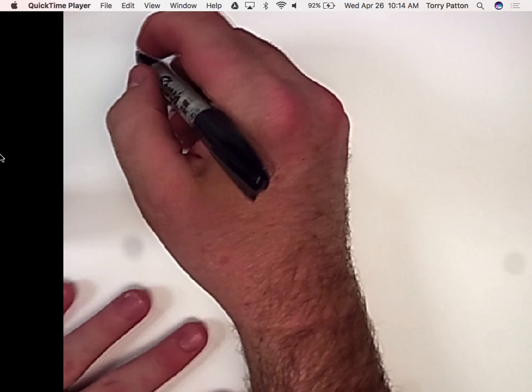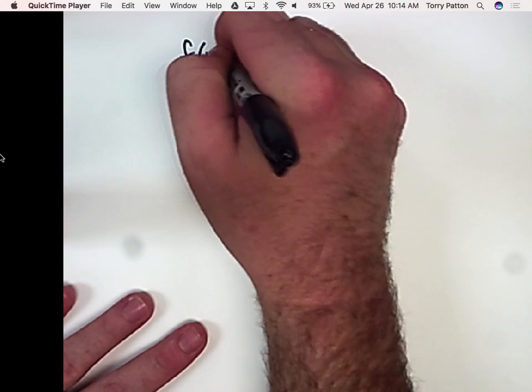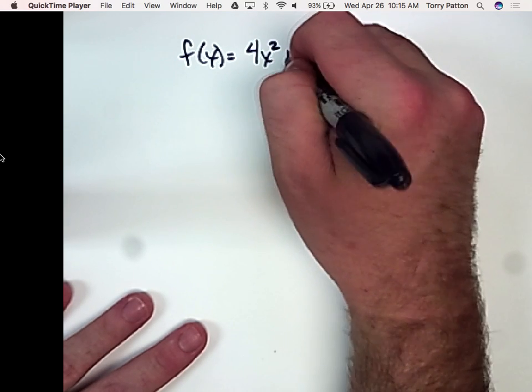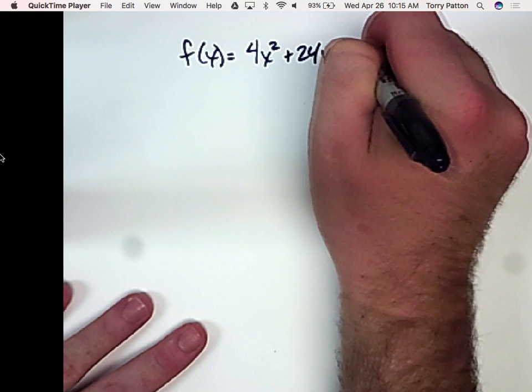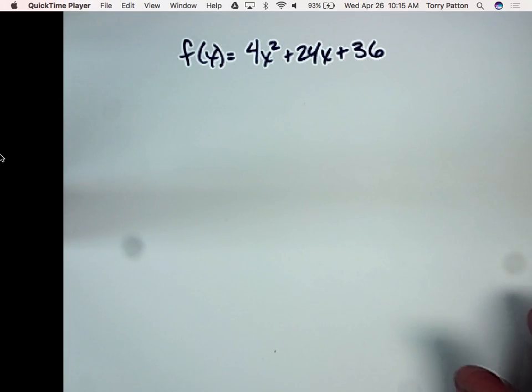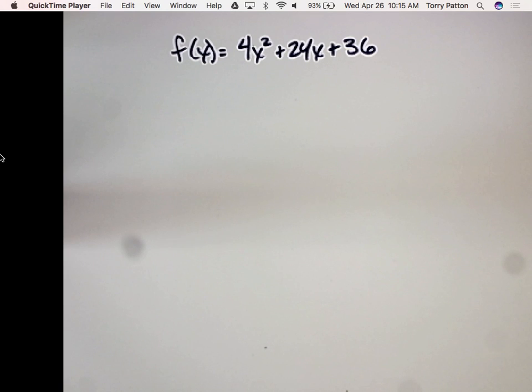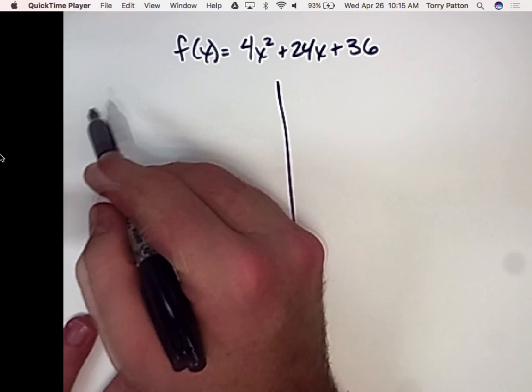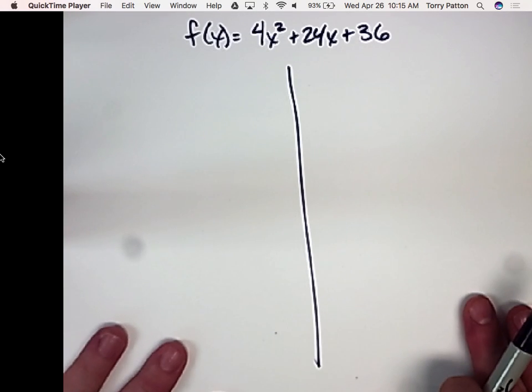So what if I gave you this? Okay? I want to know the vertex, the axis of symmetry, and the direction of opening. Now we can do it two ways. We can complete the square, or we can do the opposite of b over 2a. All right? I'll do it both ways to show you. I really don't care. Okay?